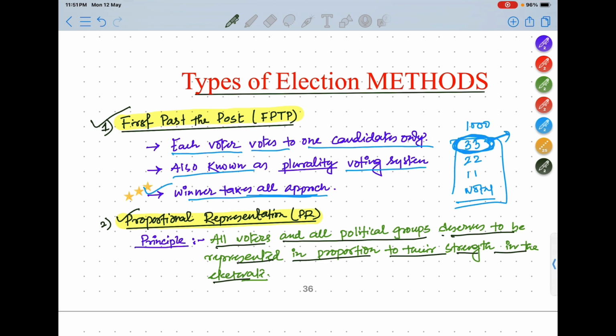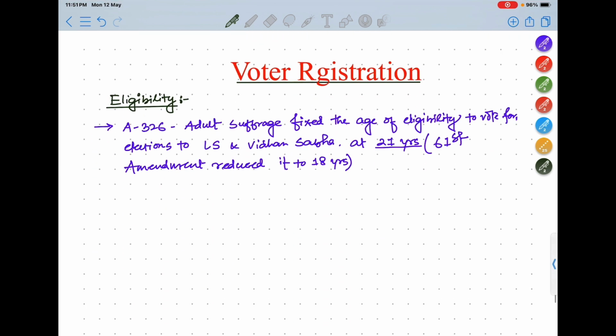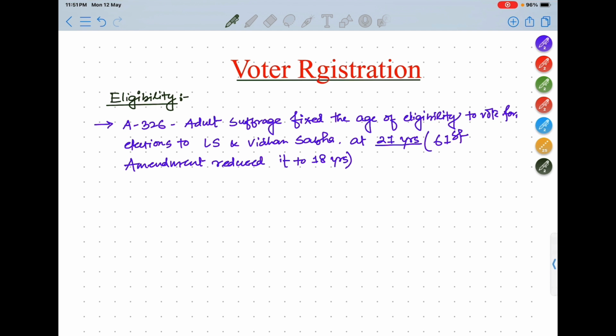Next important thing is voter registration. Now, eligibility for voter registration. If I want to register to vote, then what is the eligibility? Meaning, who can register to vote in the electoral rolls?